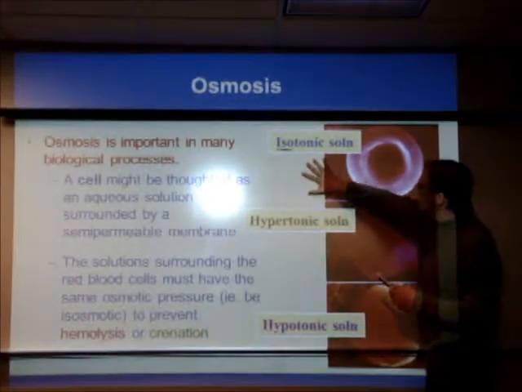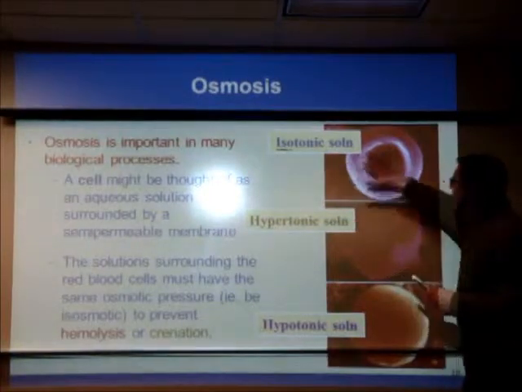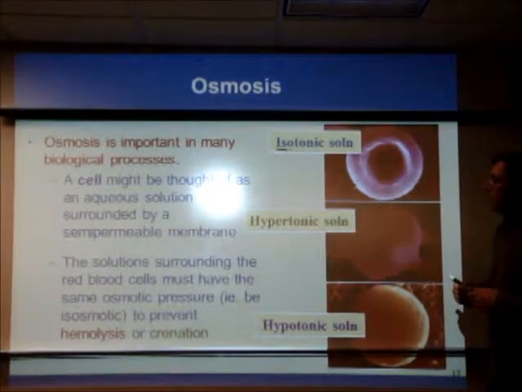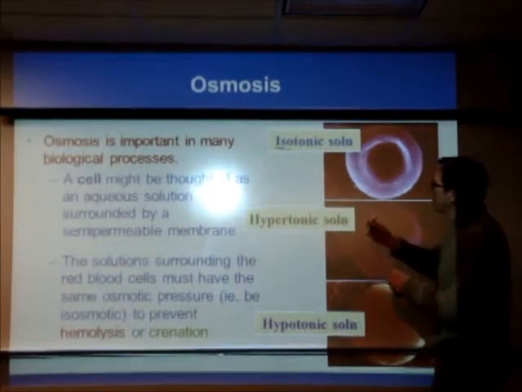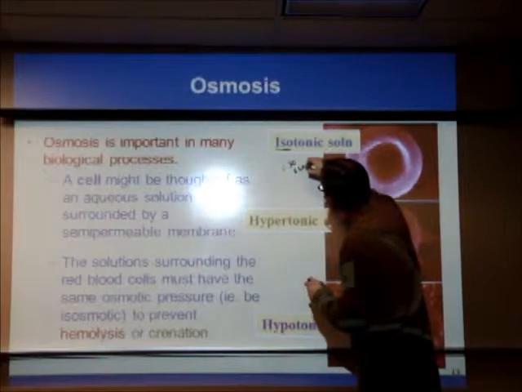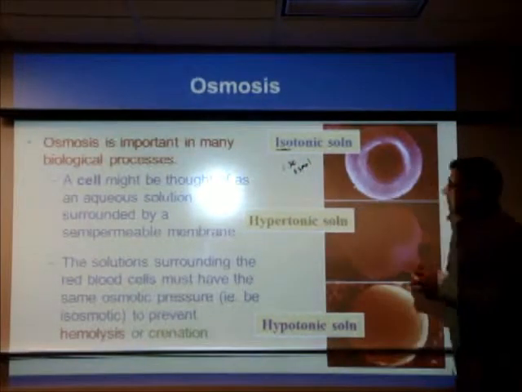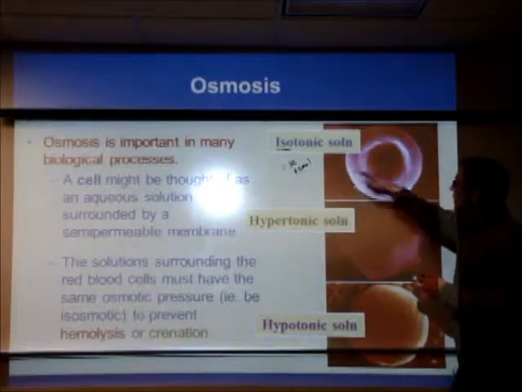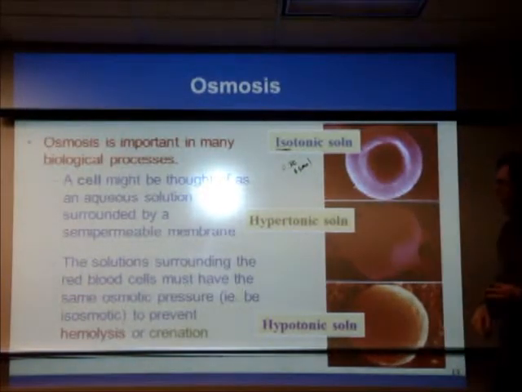So the solute particles on this side of the cell are the same as on the other side of the cell. In the case of blood, that's somewhere around 0.3 osmolar on both sides of this membrane. So water's moving in at the same rate as water's moving out.